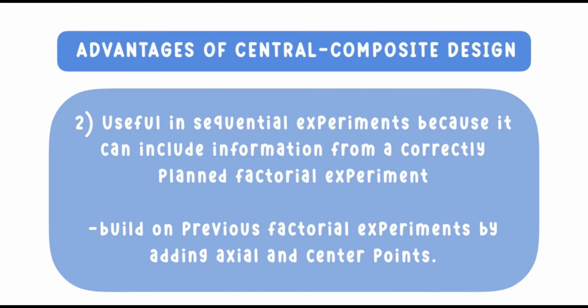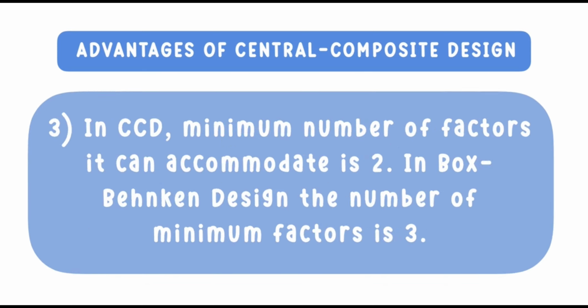Besides, it is also useful in sequential experiments because this design can include information from a correctly planned factorial experiment, unlike the Box-Behnken design that cannot include runs from a factorial experiment. In CCD, we can build on previous factorial experiments by adding axial and center points. Next, in central composite design, the minimum number of factors it can accommodate is 2, whereas in Box-Behnken design, the minimum number of factors it can accommodate is 3.